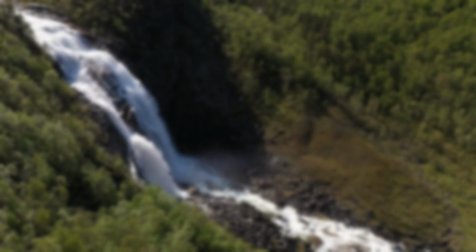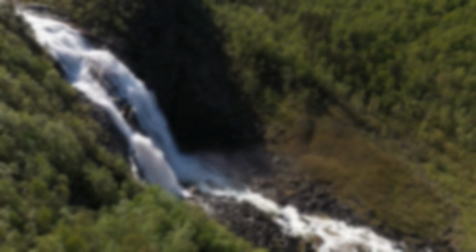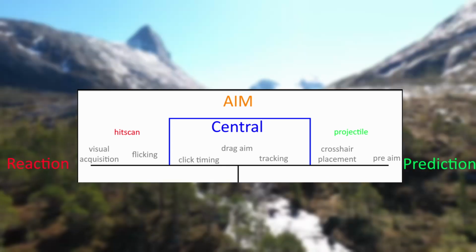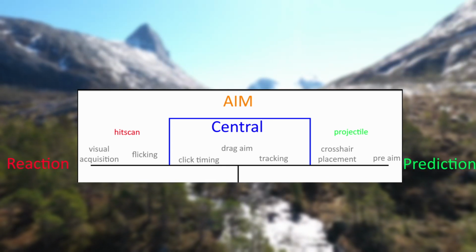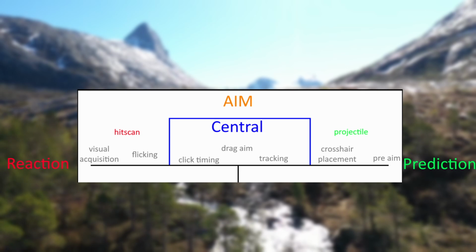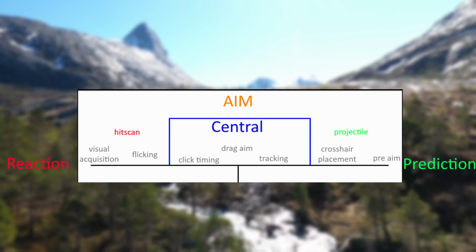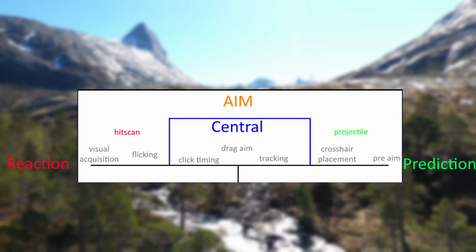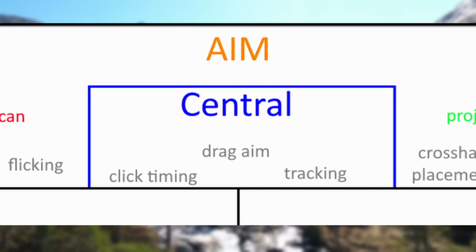For aim, on the other hand, I have fleshed it out quite thoroughly, subdividing it into 3 groups with a variety of techniques. The most important being the central zone, with reaction and prediction then radiating out from it. Within the central zone, we have 3 techniques.